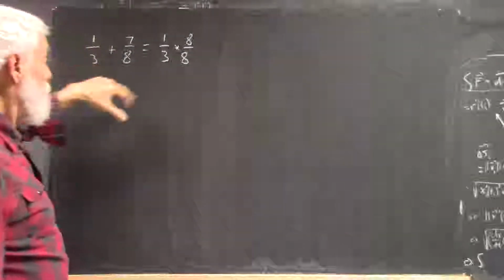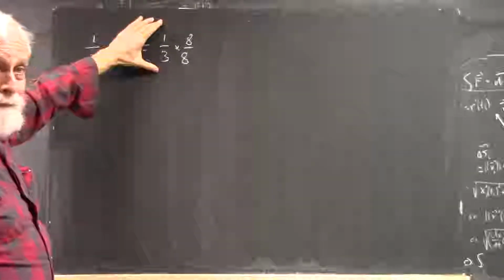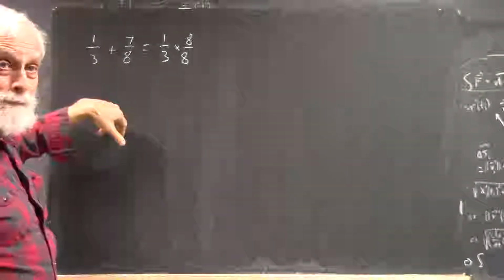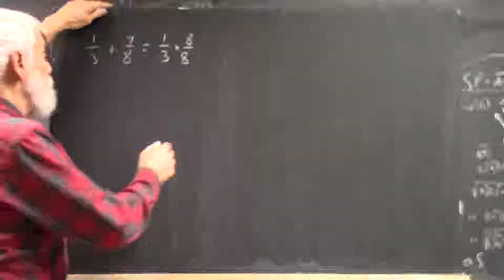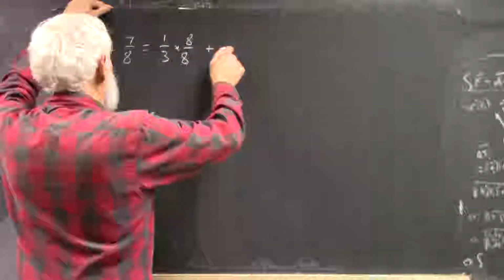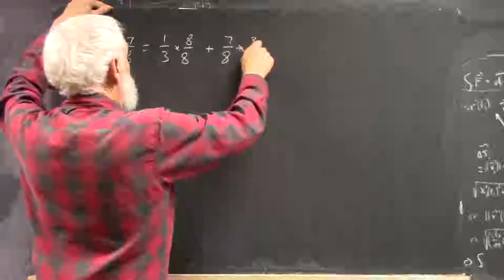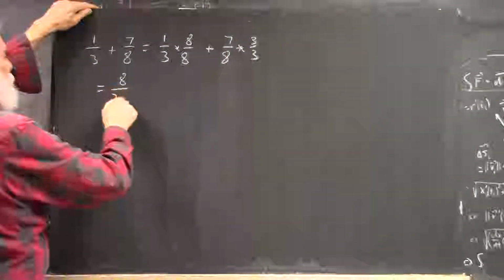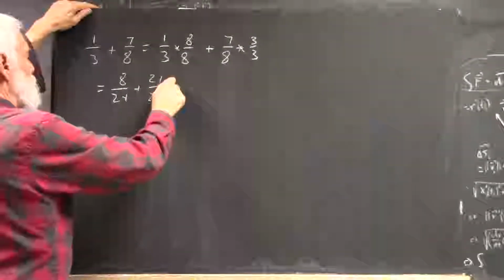So that's going to do this. And it's going to be the same number. It's just going to look different, because you're going to get 8 over 24. Well, that's the same as 1/3. And you should know that. If you don't, you want to review some of these basic properties of arithmetic. And then with 7/8, we're going to multiply that by 3 over 3. And we're going to get 8 over 24 plus 21 over 24.